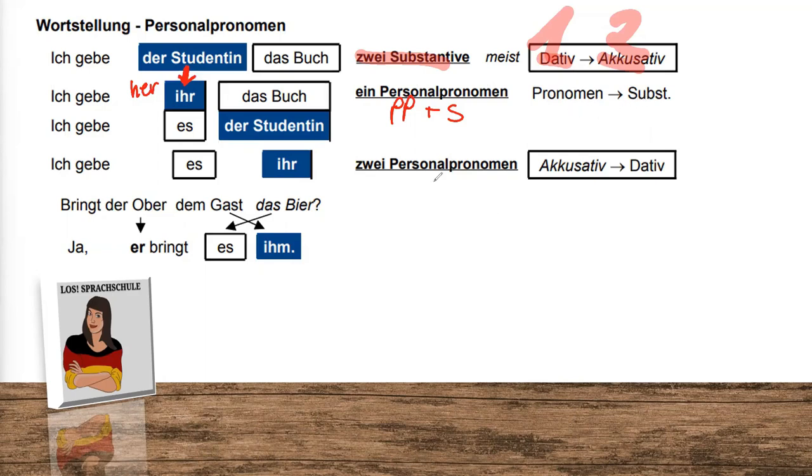This is the rule. So if you say, ich gebe das Buch ihr, this sounds really off. Everyone will understand you, but it's not correct.